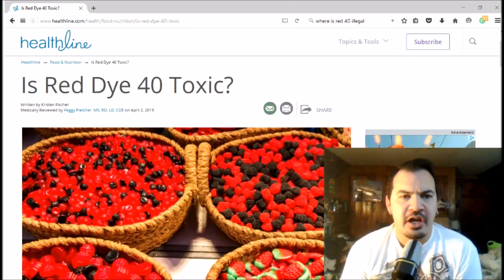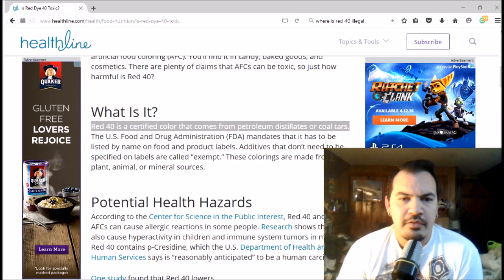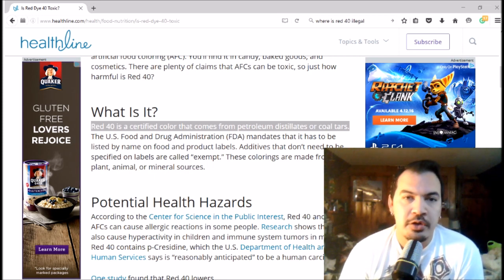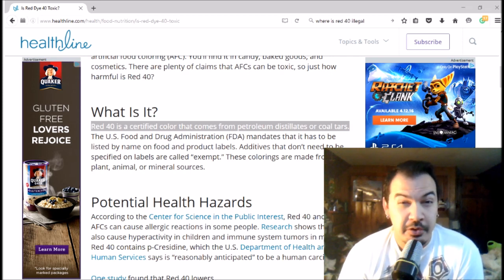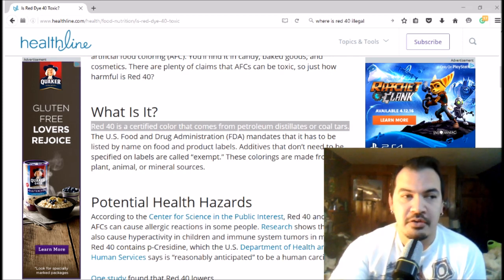Is Red Dye 40 toxic, according to Healthline.com? Red 40 is a certified color that comes from petroleum distillates and coal tars. Well, it didn't take that long to convince me. Petroleum distillates and coal tars, and they put that in our food. That right there, the fact that they would even do that, scares me.